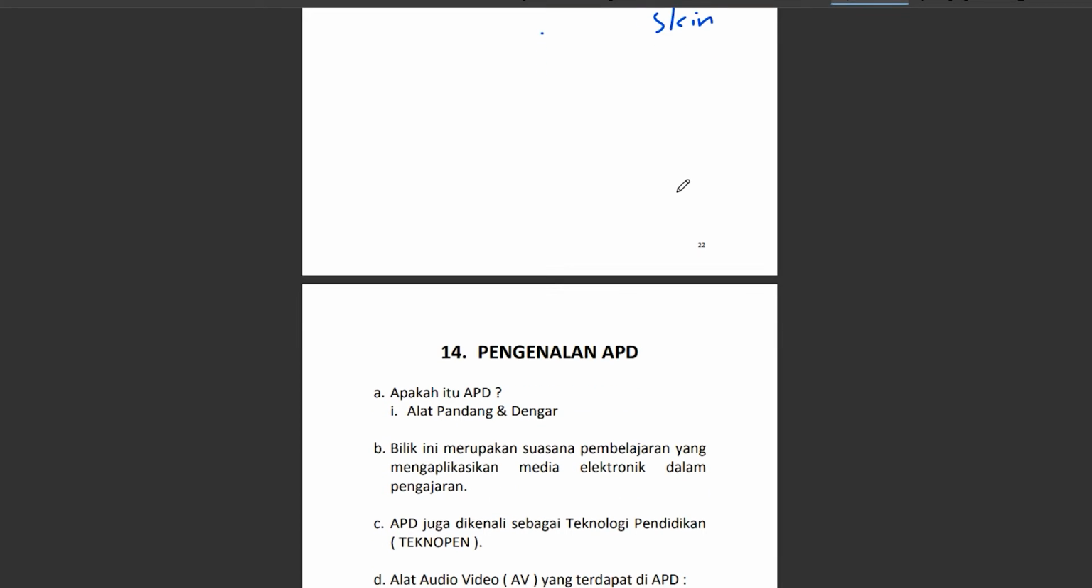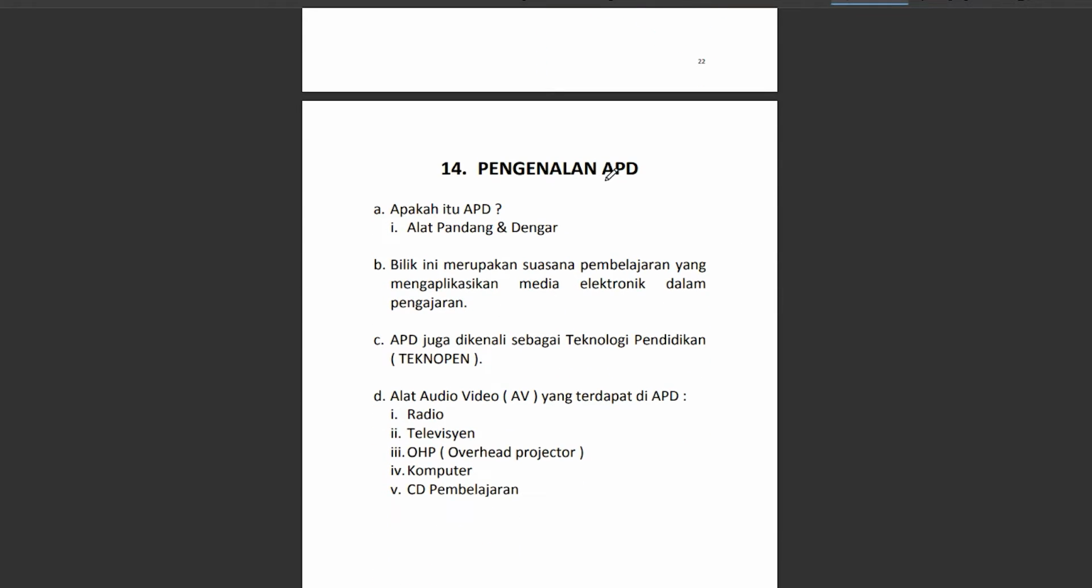Moving on to chapter 14, finally we get to know what APD room is. So in the first few chapters you learned that APD room is part of the PSS, which is our school's library, and our school's library is made of two sections. First is the main library, and then the second is the APD room, which its full name is Alat Pandang dan Dengar. So what is an APD room?